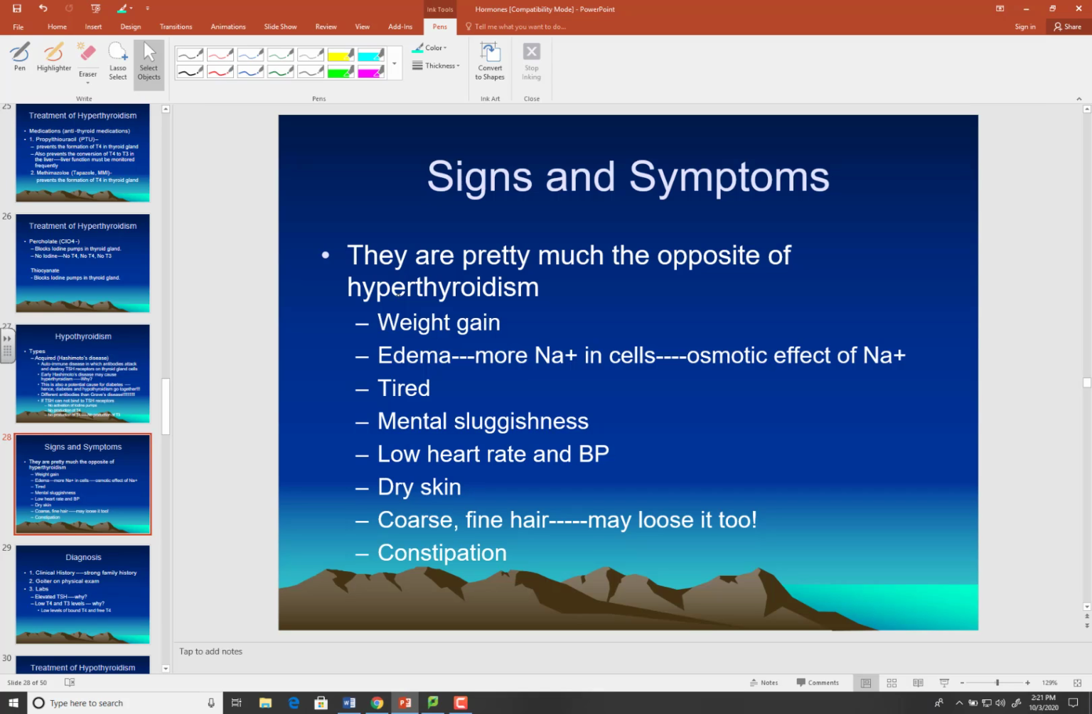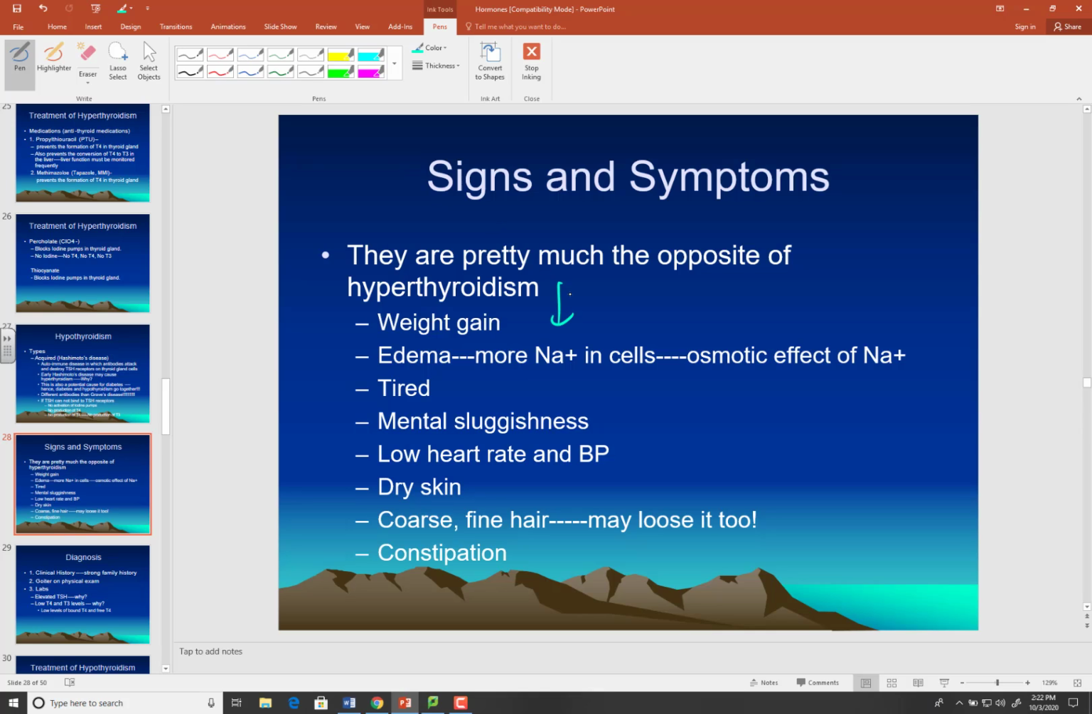Now, if you're hypothyroid, right, if you have low thyroid, the cells will become less leaky to sodium and potassium, right? Less leaky. As a result, the sodium potassium pump doesn't have to work hard, so you don't need to make ATP. So there's going to be a drop in the metabolic rate.